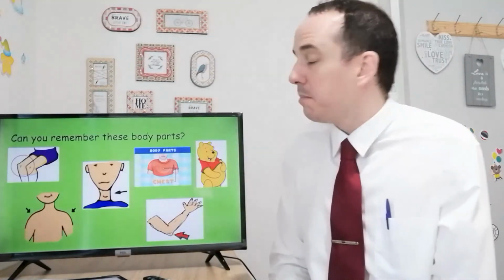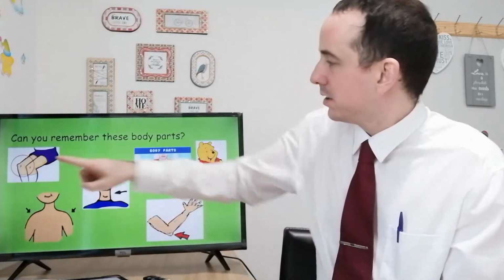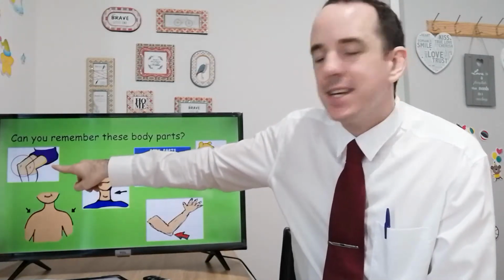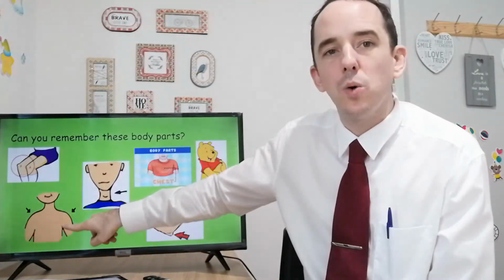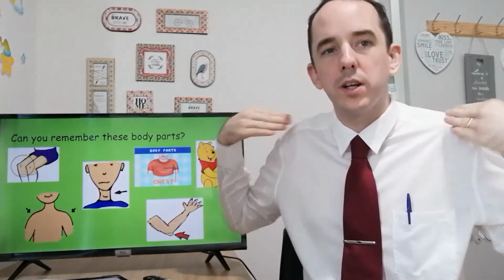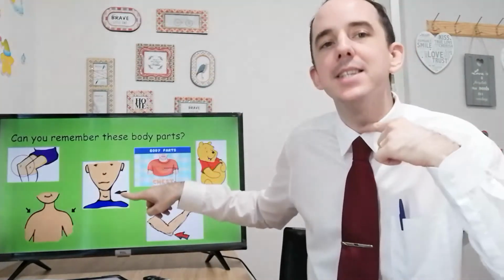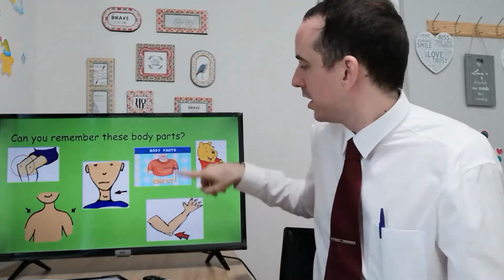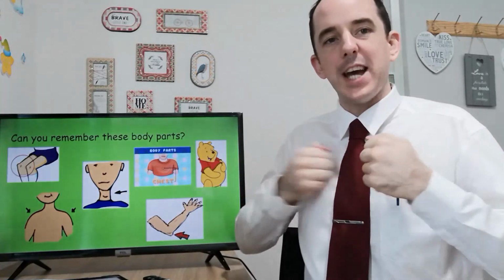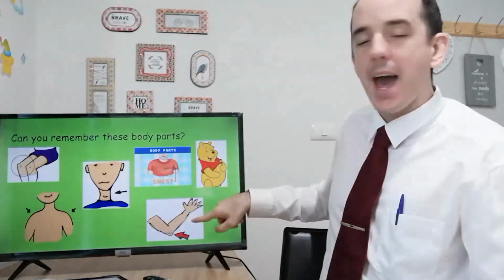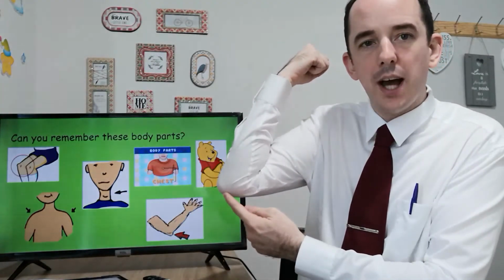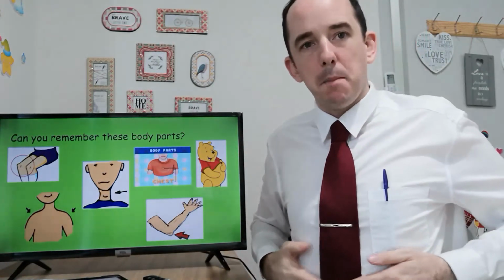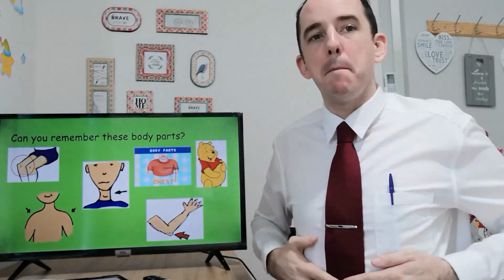Okay. Mr. Tommy will say now, knees. These are my knees. Shoulders. Shoulders. Neck. This is my neck. Chest. Elbow. Elbow. And belly. Belly. Stomach or belly.